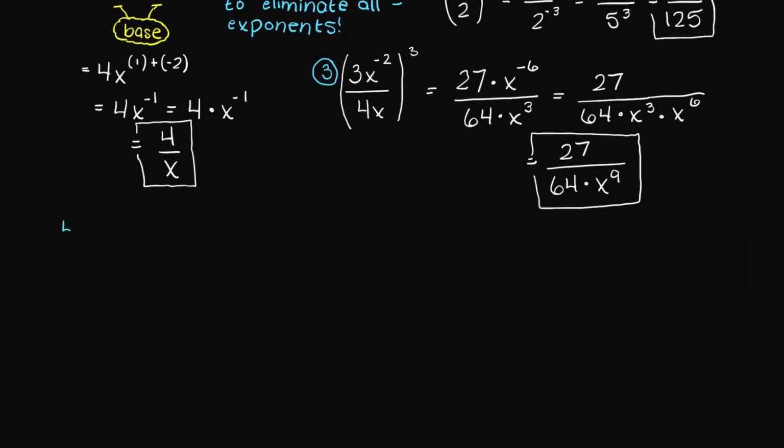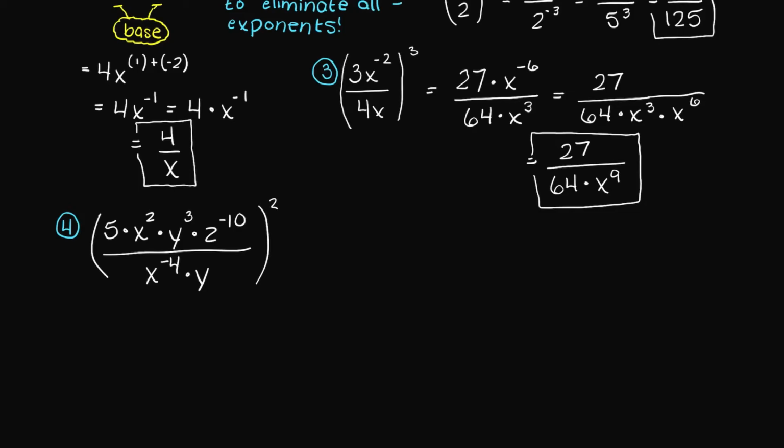Let's do one more example. Let's say we have 5 times x to the power of 2 times y to the power of 3 times z to the power of negative 10 divided by x to the negative 4 times y, all of which is raised to the second power. The first thing we should do here is distribute our overall exponent to each term in the numerator and denominator. Therefore, we now have 25 times x to the 4th times y to the 6th times z to the negative 20, and on the denominator we have x to the power of negative 8 times y to the power of 2.